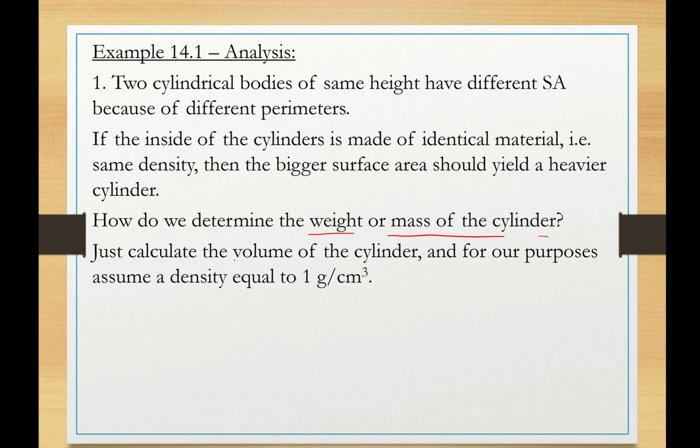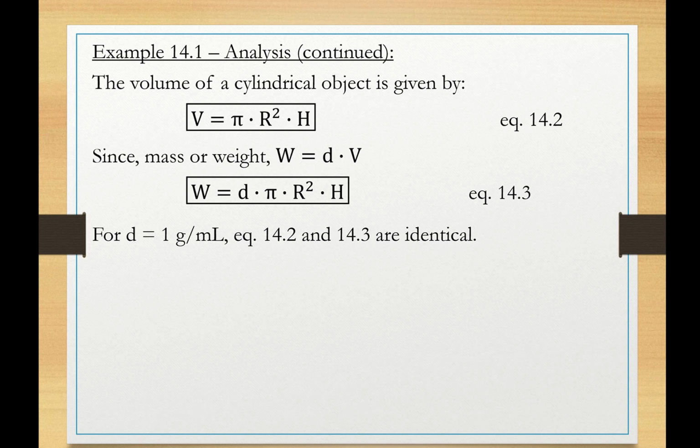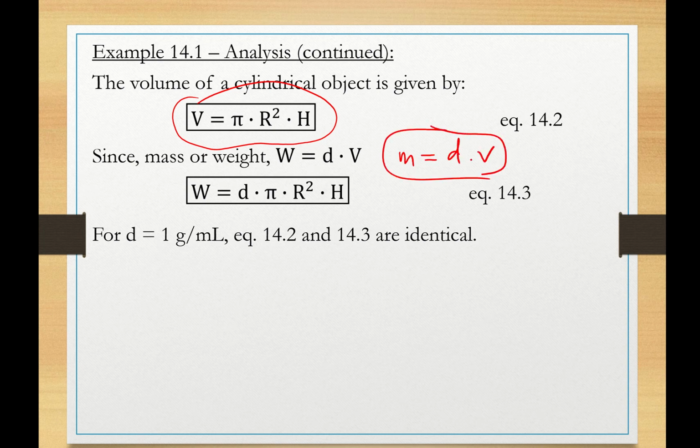All we have to do is to calculate the volume of the cylinder, and for our purposes use a density equal to the density of water, since we are mostly composed of biological fluids, right? The volume of a cylindrical object is given mathematically as pi r squared times h, and of course we are familiar, mass is equal to the density times V. And mass now is the weight, so the weight is equal to the density times pi times r squared times h. So what I did is I substituted V for the weight over density.